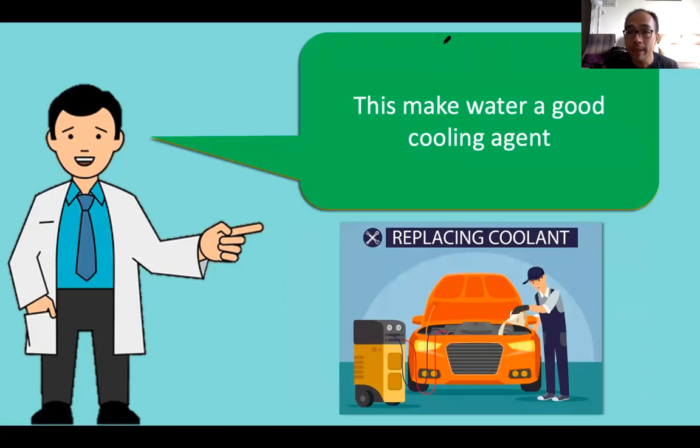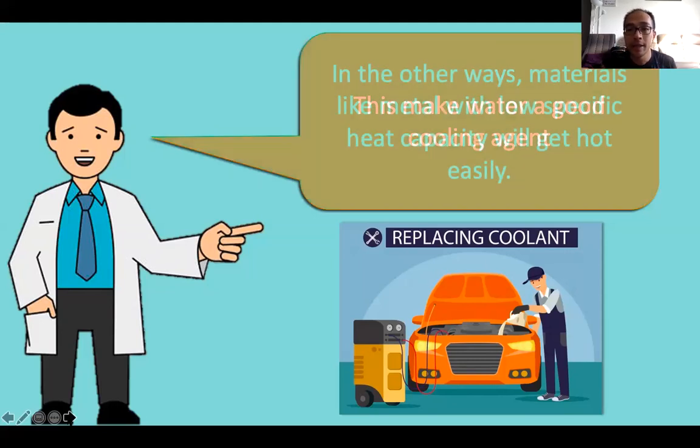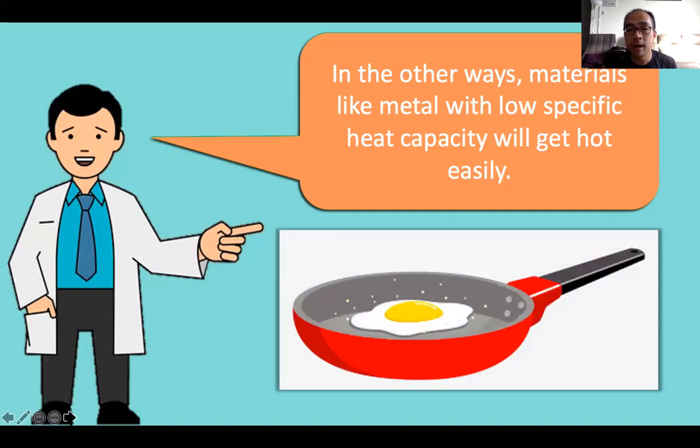Because the specific heat capacity of water is high, it takes a long time to become hotter and a long time to become cooler, which is why water is a very good cooling agent. A cooling agent is an agent which makes the engine become cooler. When your engine becomes cooler, we find that the cooling water is actually just plain water. In other words, materials like metal have low specific heat capacity. This one I've already mentioned before.